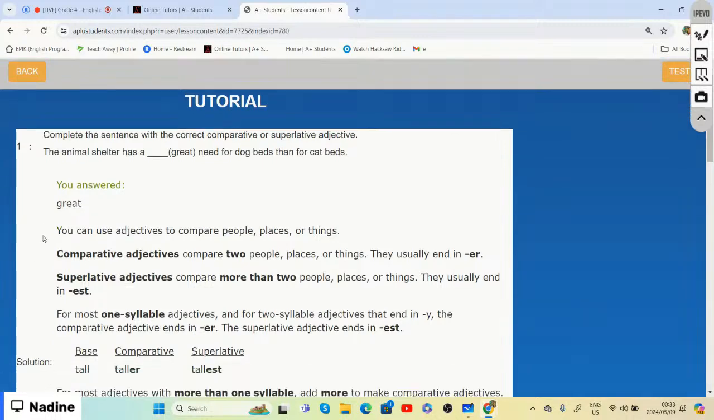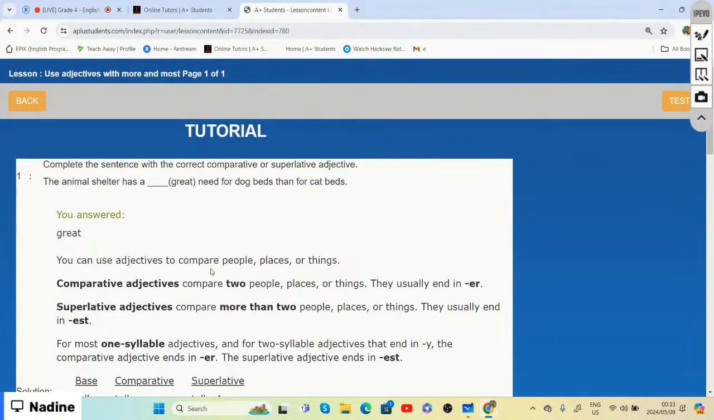All right. So now, when it comes to comparative as well as superlative adjectives, remember we said with the comparative adjective, we compare two people, places, or things, and they end in er. And we have superlative adjectives, that compare more than two people, places, or things, and they end in est.